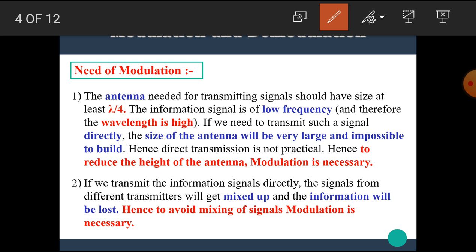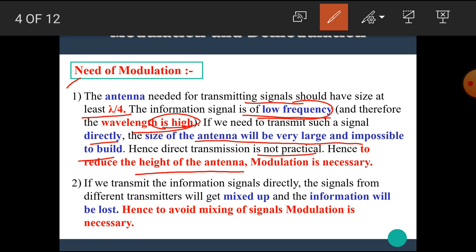First of all, let's see the need of modulation. The antenna needed for transmitting signals should have a size of at least lambda by 4. Here lambda is the wavelength. The information signal is of low frequency, and therefore its wavelength is high. We know that frequency and wavelength are inversely proportional to each other. If the frequency is low, then the wavelength is high. If we need to transmit such a signal directly, the size of the antenna will be very large and impossible to build. Hence, direct transmission is not practical.